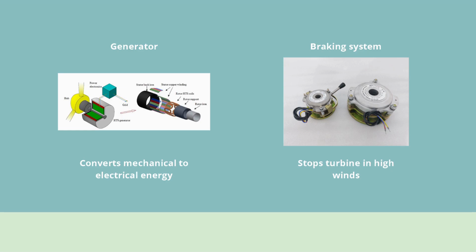Other components not shown here include the tower, foundation, yaw system, and transformer. The tower is usually tubular steel, and the foundation is reinforced concrete weighing hundreds of tons. Together, these components allow a wind turbine to produce clean, reliable electricity.